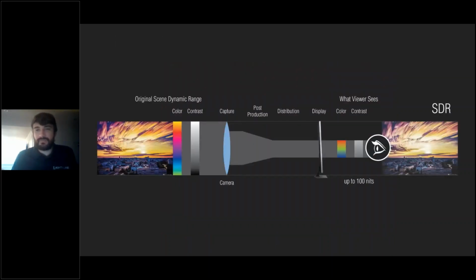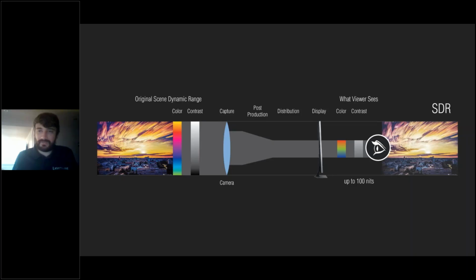So, is it enough to just buy the latest TV and enjoy the benefits of HDR? Unfortunately not, it doesn't work that way. On the left, you can see the original scene we capture using a camera. Expensive cinema cameras can capture color very accurately and have a very wide dynamic range, so the problem isn't really on the camera side.